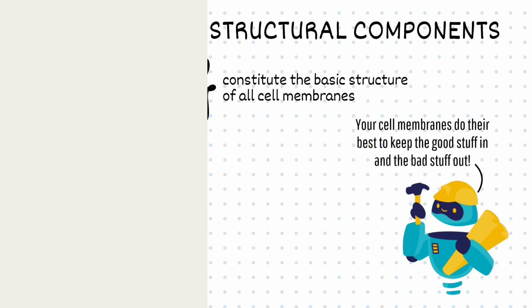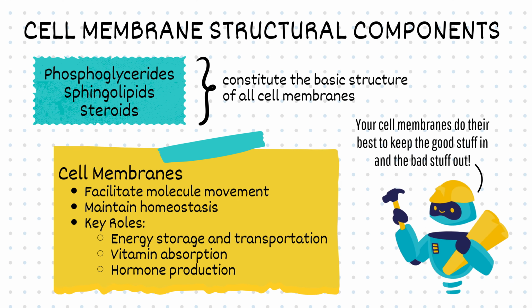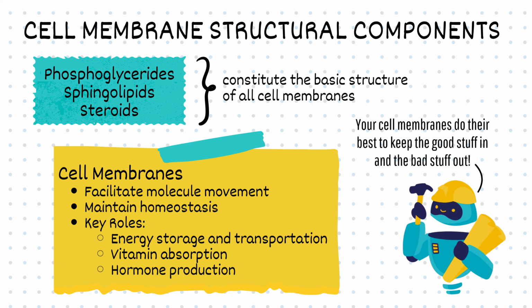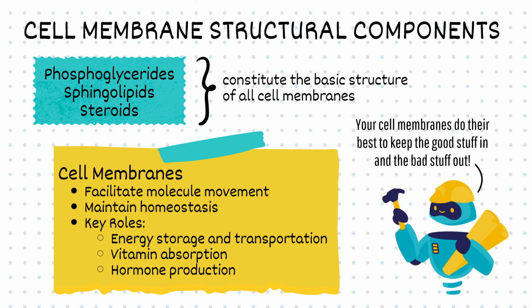Now, what are the key structural components that make up cell membranes, and how do they function to regulate molecular flow and maintain cell integrity? Phosphoglycerides, sphingolipids, and steroids constitute the basic structure of all cell membranes, which are crucial in regulating the flow of molecules in and out of the body. These membranes allow cells to isolate their internal structure from the external environment, which is essential for maintaining homeostasis, a stable set of internal conditions despite external changes.